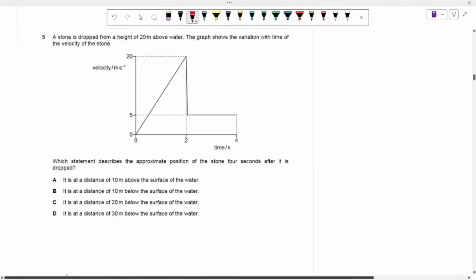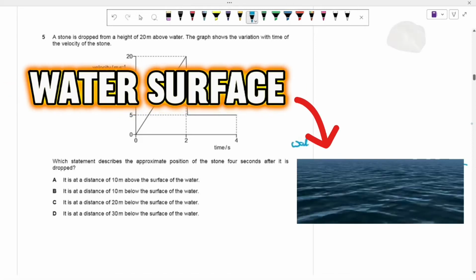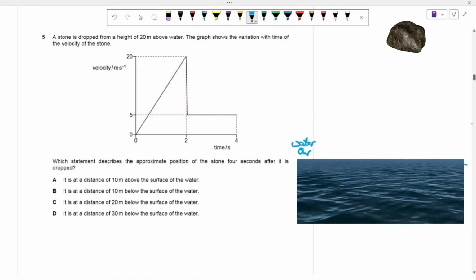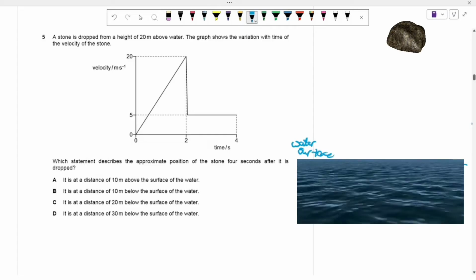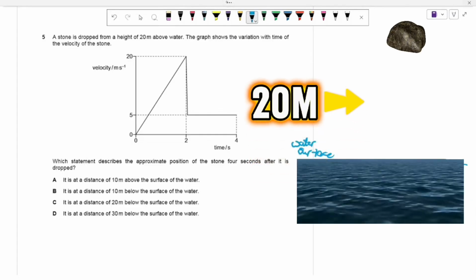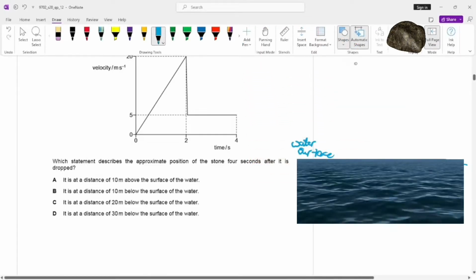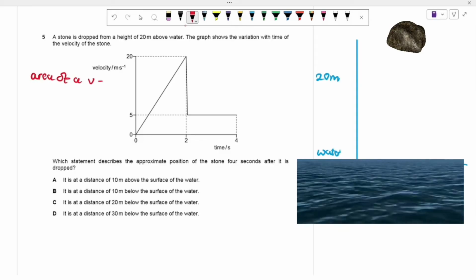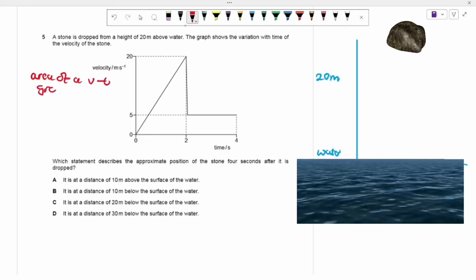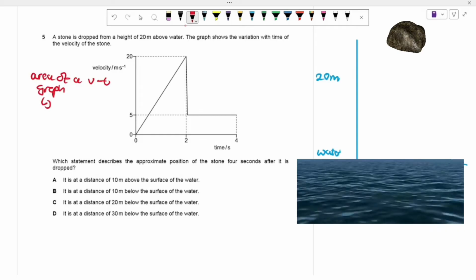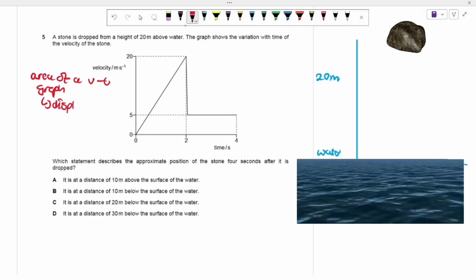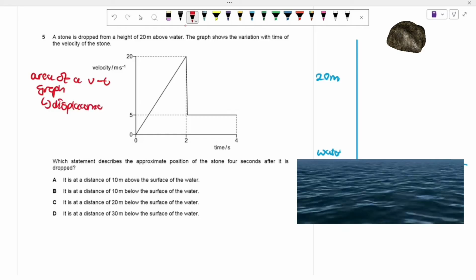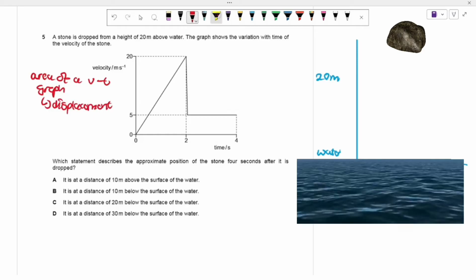Move on, question 5. A stone is dropped from a height of 20 meters above water. So we have water. I'm going to put my water surface here. Then we have a stone which is somewhere here at a height of 20 meters. So the area of a velocity time graph basically symbolizes the displacement, the displacement that the object has experienced.